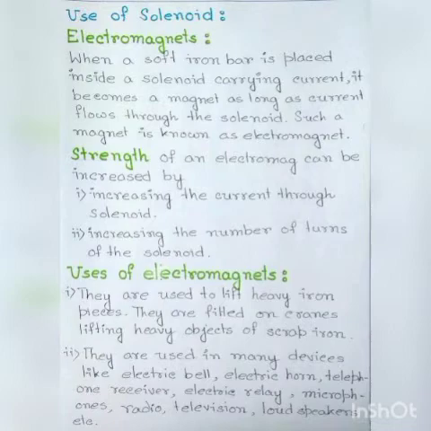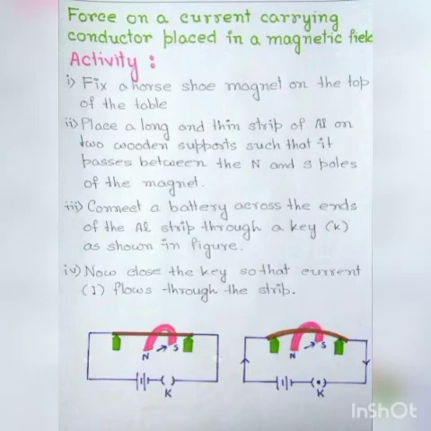Now we will discuss the uses of electromagnets. Electromagnets are used to lift heavy iron pieces. They are fitted on cranes lifting heavy objects of scrap iron. Also, they are used in many devices like electric bell, electric horn, telephone receiver, electric relay, microphones, radio, television, loudspeaker, etc. Next, we will discuss the force on a current carrying conductor placed in a magnetic field.